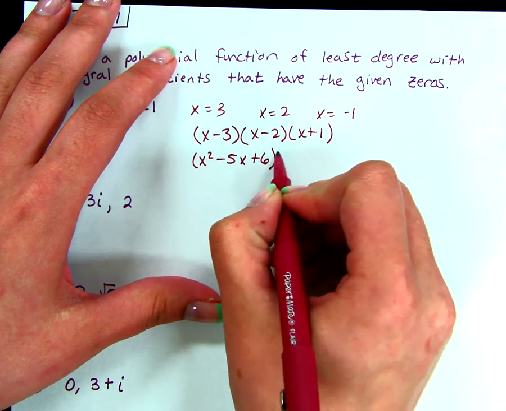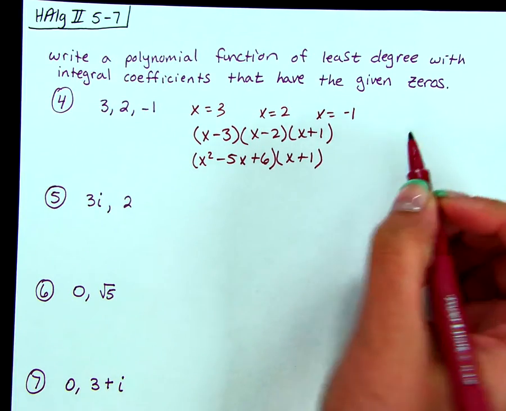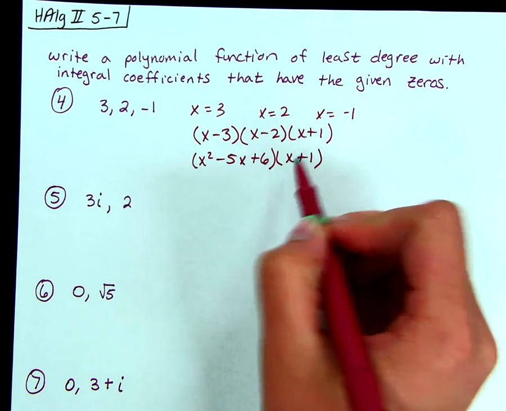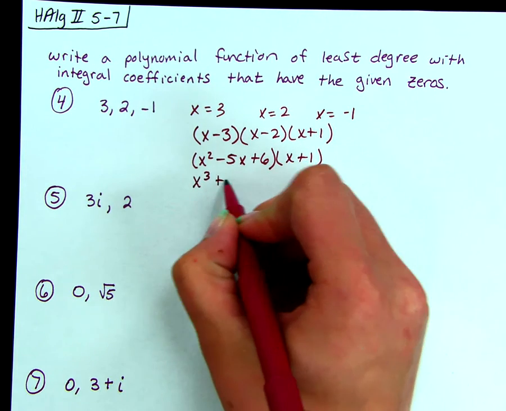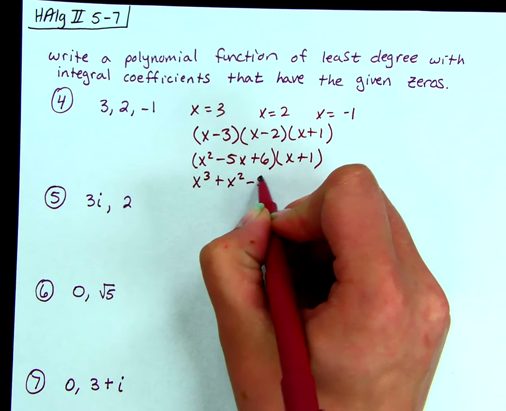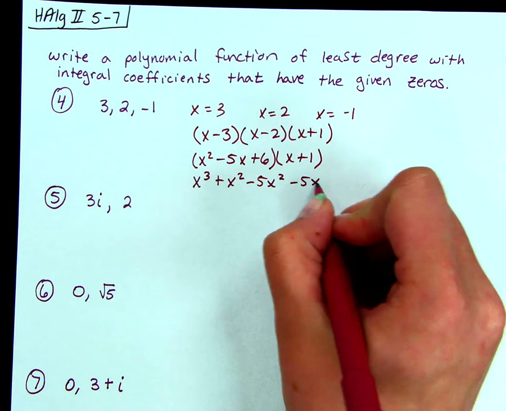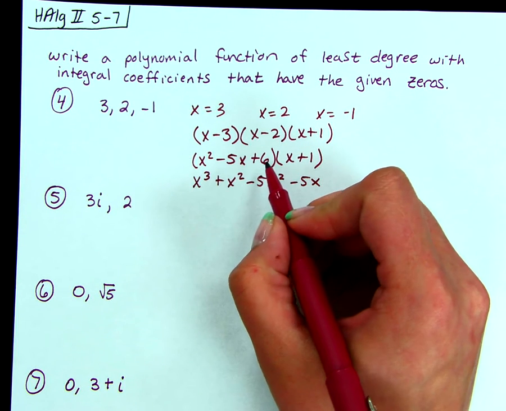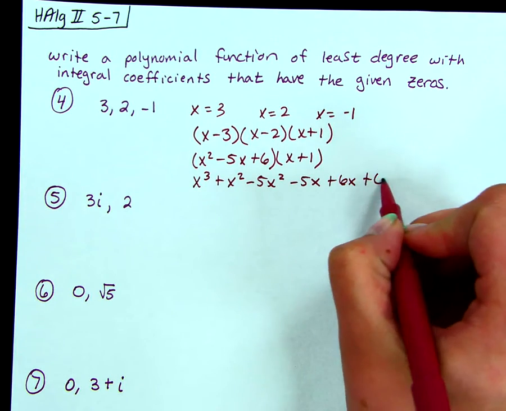And then we're going to take that answer times the one that we haven't used yet, so that x plus 1. So again, we're just taking x squared times x, so that will give us x cubed. x squared times 1 is x squared. Negative 5x times x is negative 5x squared. Negative 5x times 1 is negative 5x. And then we go to the next one. 6 times x is 6x. 6 times 1 is 6.